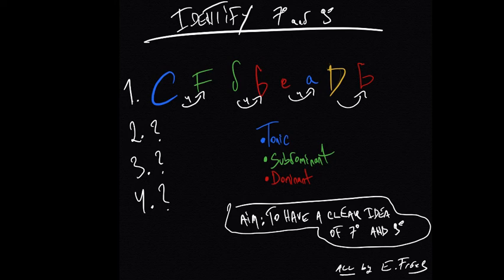Okay, so now if I add a seventh, it will sound like this to both chords, okay. Okay, that's the B, and that's the F.